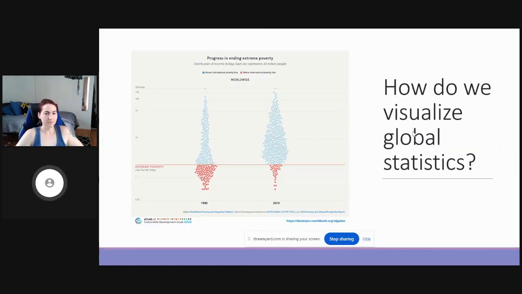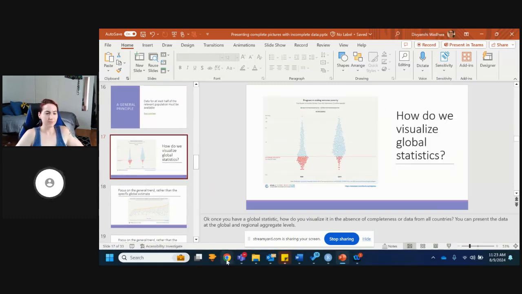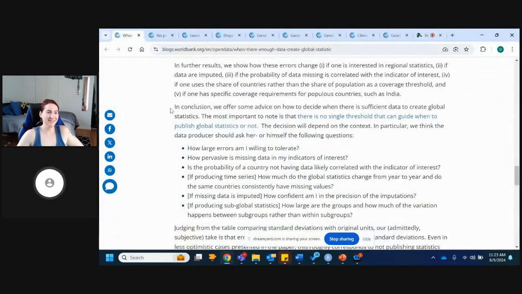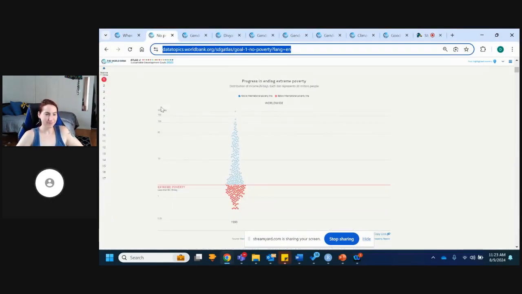Now back to this. This is a visual from the atlas, so I'll go quickly to the atlas if you don't mind. I hope you can still see my slide, my screen.